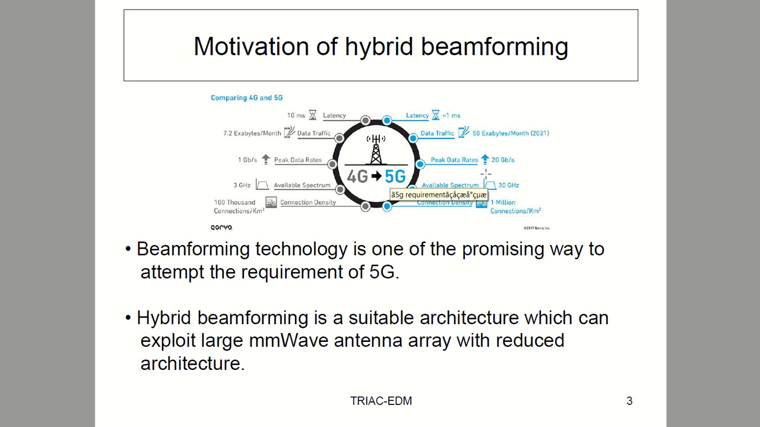When we are expecting 30, then what can we do? Not much we can do. We just go to higher frequency. Right? That's the thing we need to do. And then 100,000 connections per square km. Now we are expecting a million. How come? We don't have that many people in a square km, right?